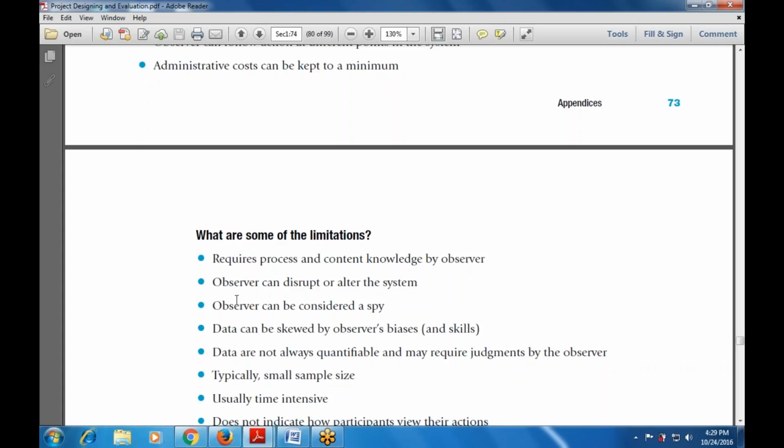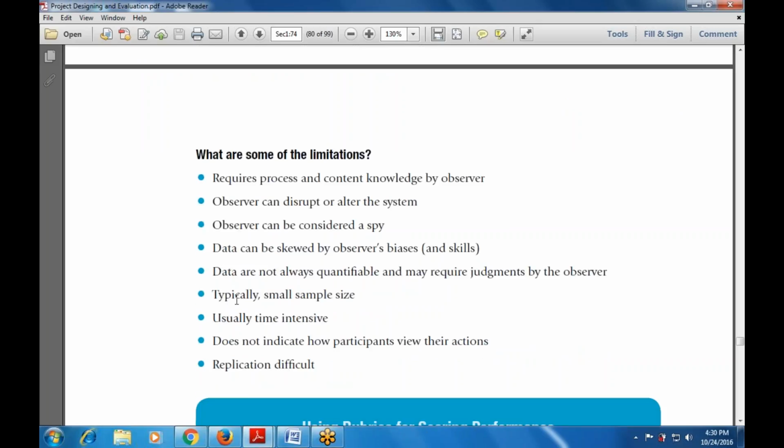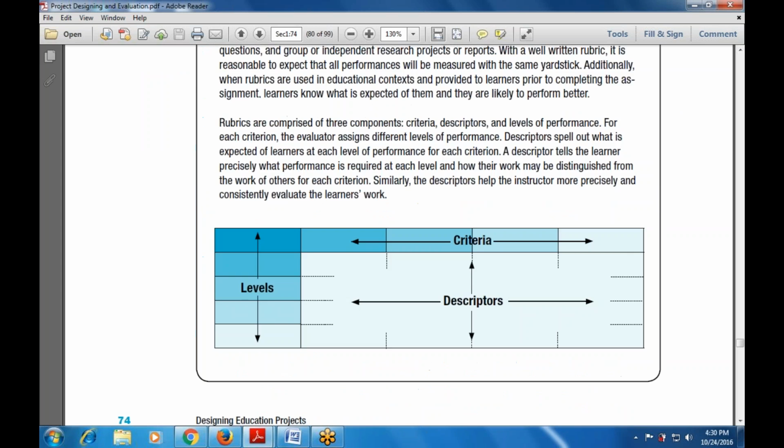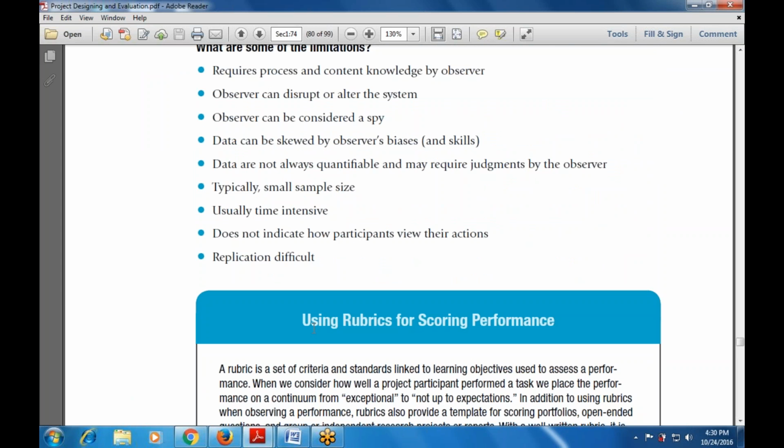Then data are not always quantifiable. You cannot quantify, we cannot judge the various contents of the data. It is not always quantifiable and also requires a judgment by the observer. So not every time is the data quantifiable, and not every time will judgment be applied by the observer. The next is typically a small sample size. Observers are used typically with a small sample size. Then it is usually time intensive. Then it does not indicate how many participants view their actions.